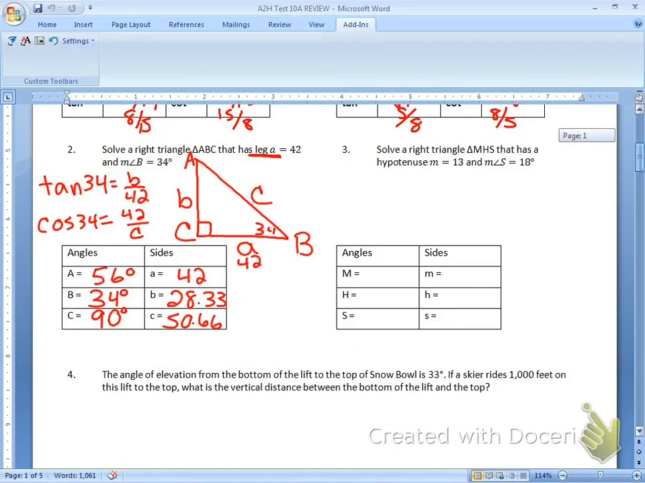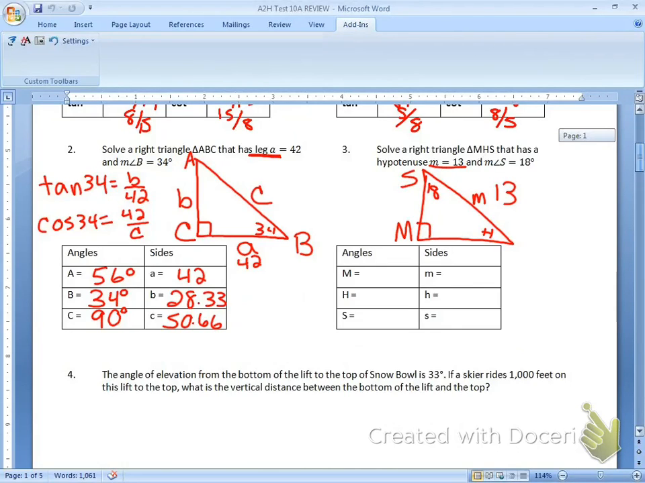We have another right triangle. We are told this time that the hypotenuse is M. So this is M and it's 13. So that means the right angle has to be angle M. And then we were told that angle S is 18. So it can be either angle, it doesn't matter. And then angle H will have to be the other side.